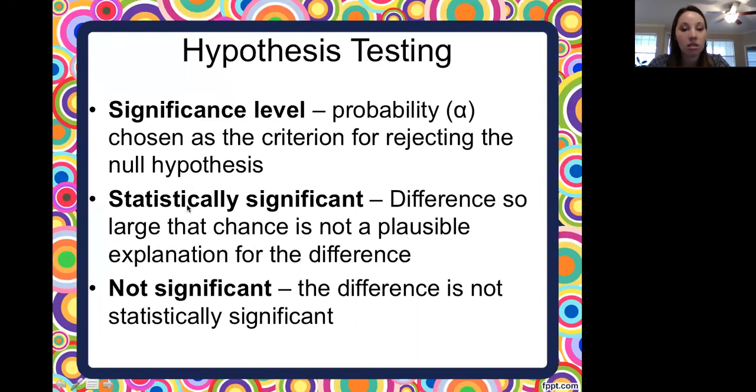So statistically significant in this case, here, we are going to reject the null. This case here, we're going to retain the null. So when we have a statistically significant result, we reject the null hypothesis. When we have a non-significant result, we retain the null hypothesis.